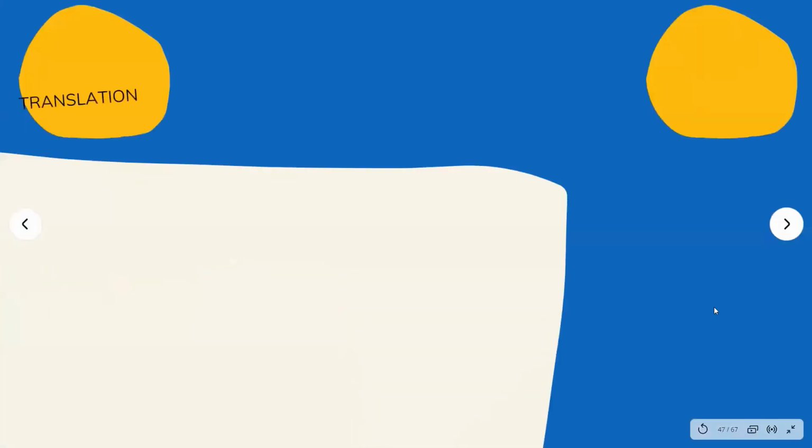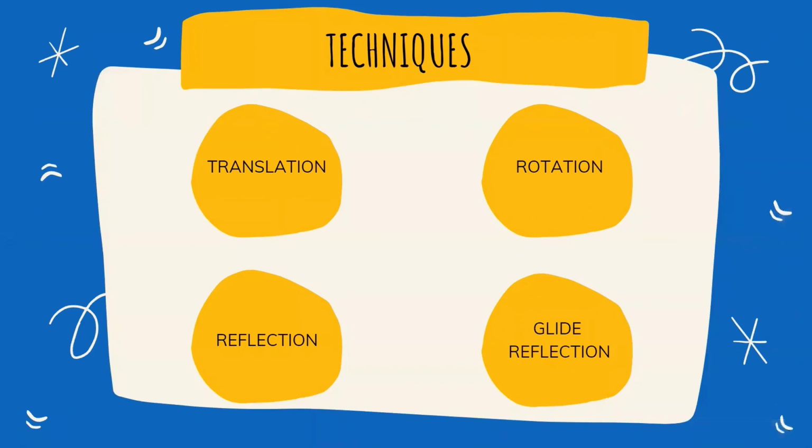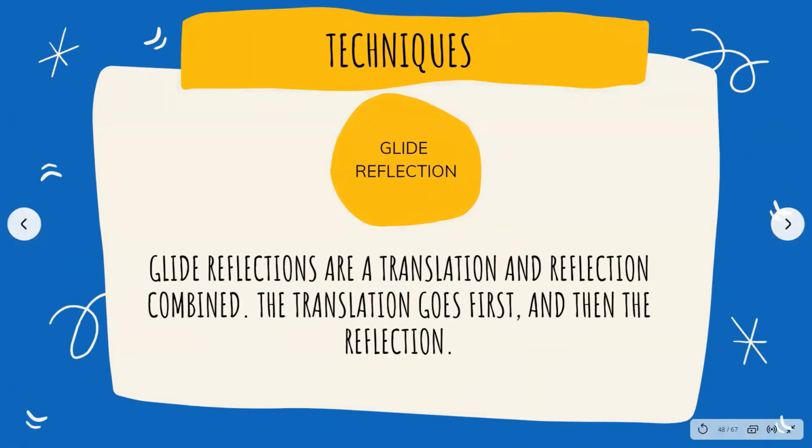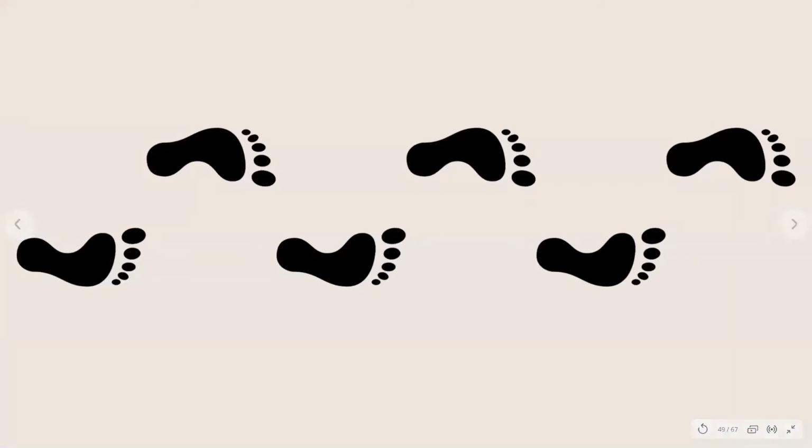Now, the last technique we will talk about is the glide reflection. Glide reflections are a translation and reflection combined, where the translation goes first and then the reflection. The best example for glide reflection are our footsteps. We walk on one side and then on the other side, and the opposite foot moves forward, which does both translating and reflecting. Now that you know the different techniques on how to make tessellations, onto our last question.